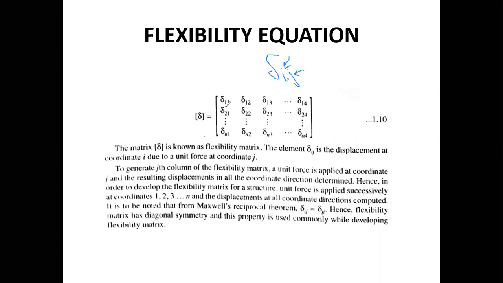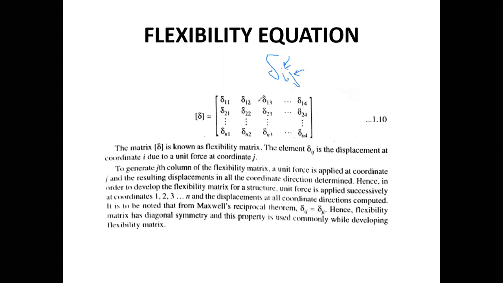So if we say del 11, then we are simply required to calculate the deflection or displacement of the first coordinate if the unit load is applied at the first coordinate itself. If we say del 12, then the value of i is 1 and the value of j is 2. So if the unit load is applied at coordinate direction 2, we are required to calculate the displacement in coordinate direction 1.